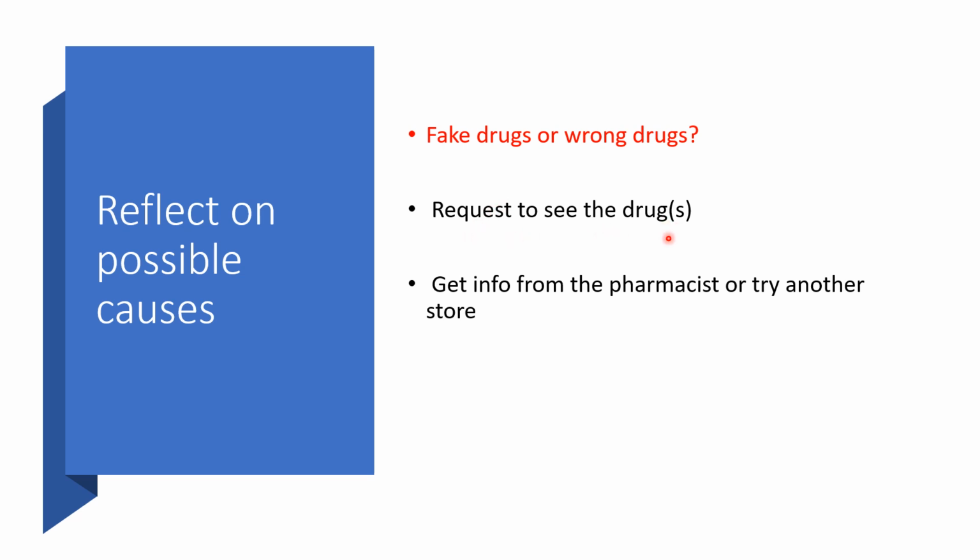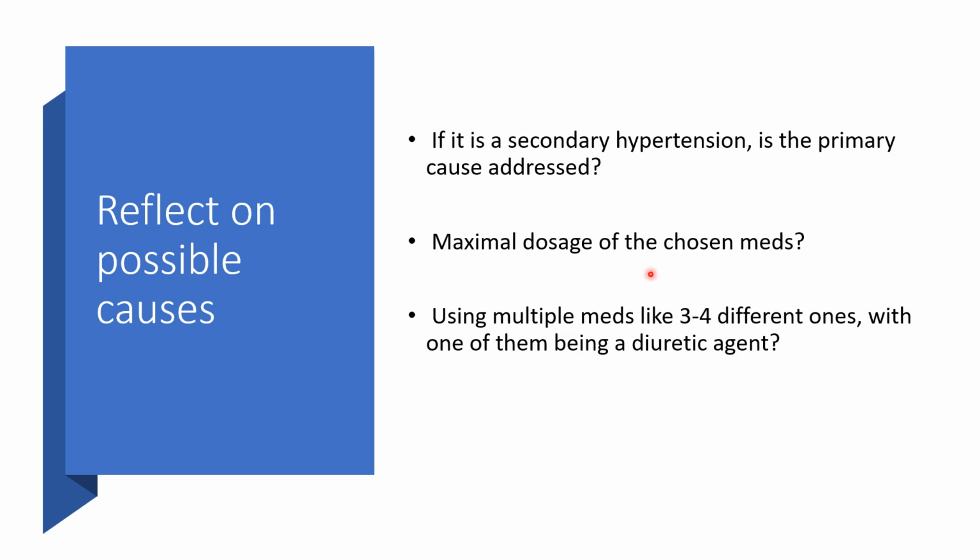Request to see the drugs yourself. Get info from pharmacists or try another store to get the same medication, if you are sure you've chosen the right medication for the right patient. Still on reflection, if it is a secondary hypertension, is the primary cause already addressed? We can answer that. Maximal dosage of the chosen medication reached? Find out from the pharmacist. Are we using multiple medications, like 3 or 4 different ones, with one of them being a diuretic agent? Why did I put this here?